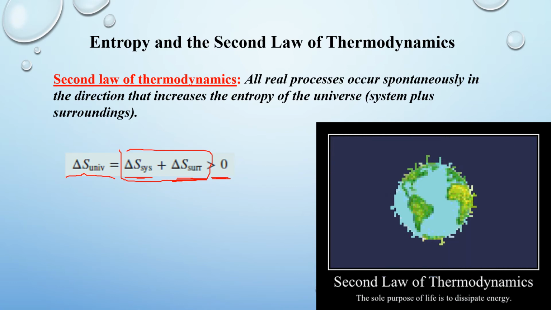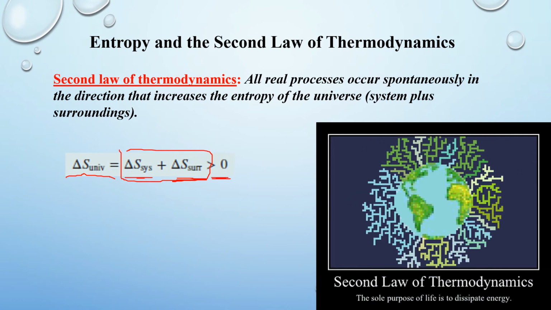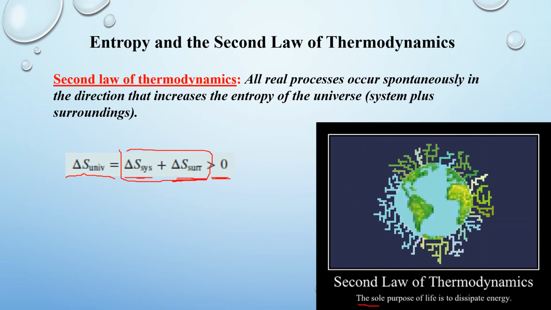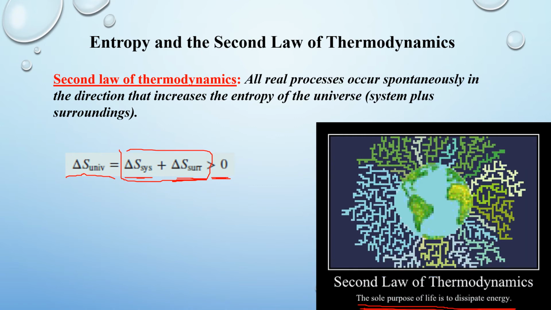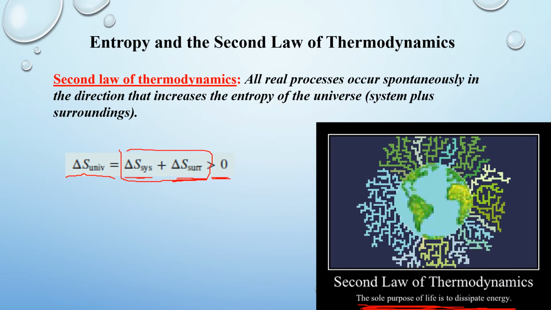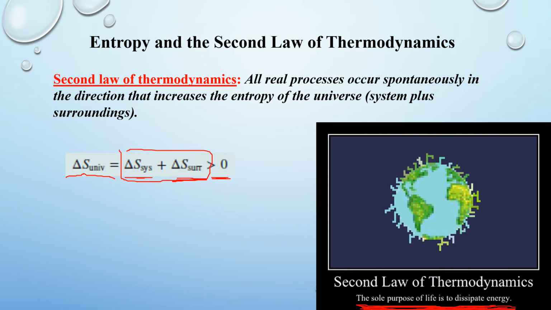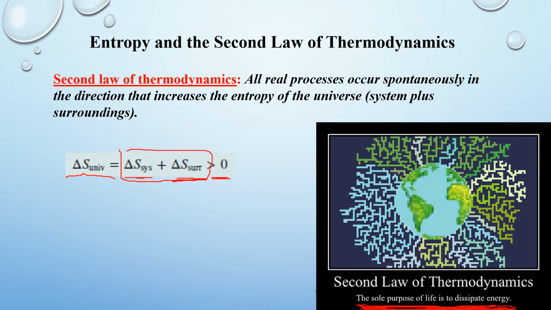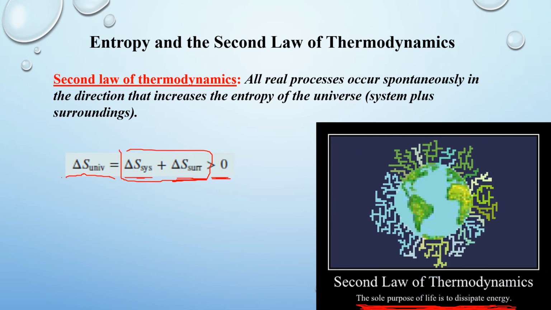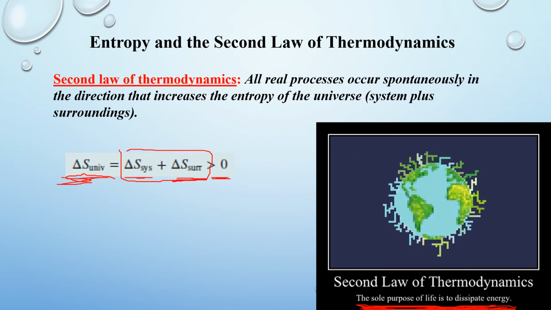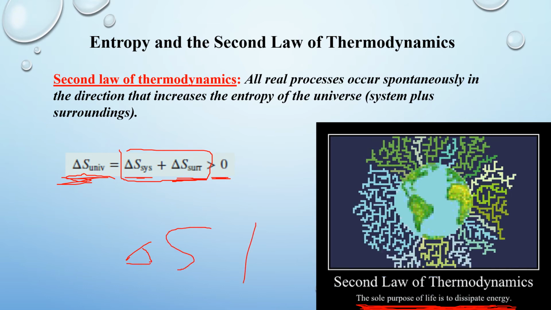Based on the second law of thermodynamics, it is said that the sole purpose of life is to dissipate energy. At any single second, the delta S is increasing, because reactions and processes happen continuously in our life, and for every single process, the delta S of the universe is greater than 0. So this delta S is increasing all the time.